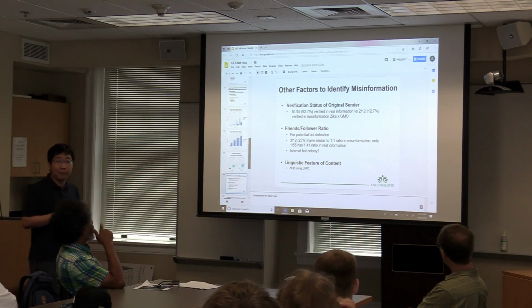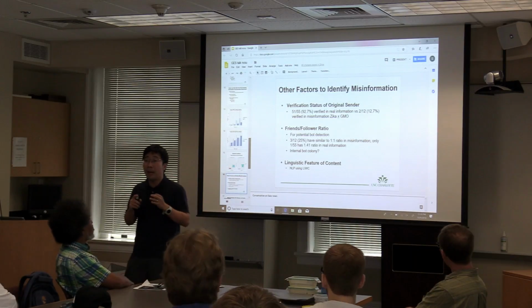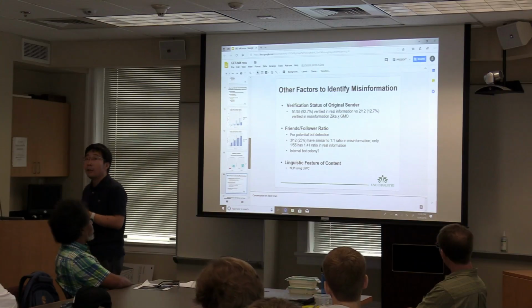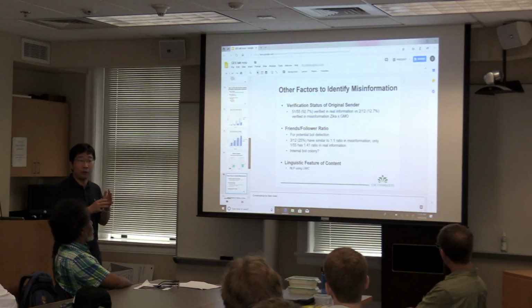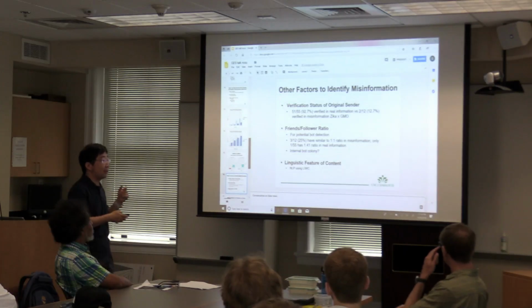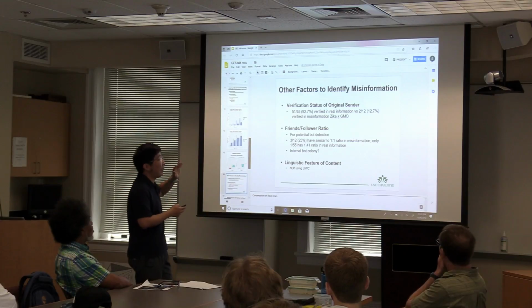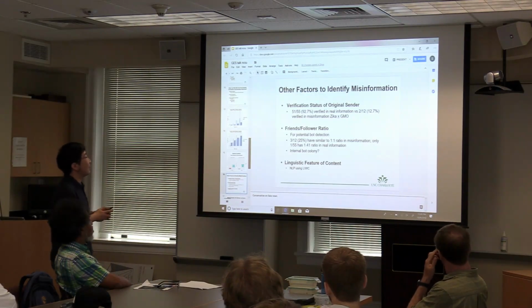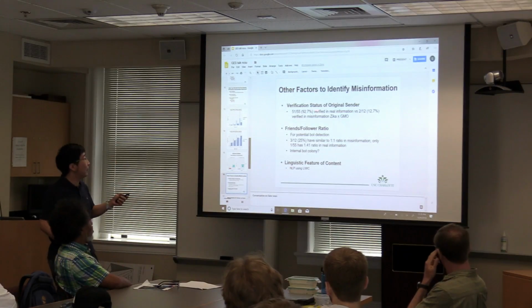So we talked about the network structure that we can use to maybe help us tell apart the real from the fake. We talked about the opinion leaders and their relative contributions in these two groups. And there are a few other factors that we might use to identify misinformation. First is the verification status of the original sender.